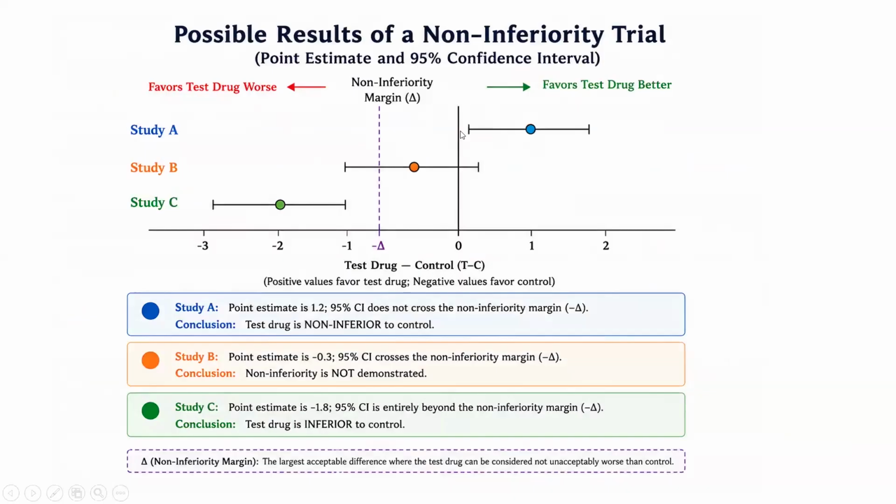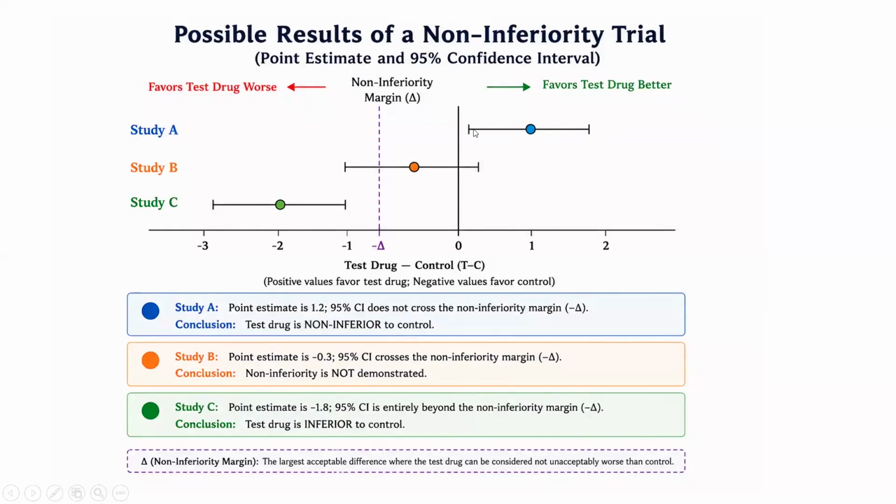Study A, it is a point estimate, blue color, dot circle. It is orange, it is green. Okay. I hope that you are seeing my cursor. So the blue circle is the difference of the outcome. And it has a 95% confidence interval. There are two horizontal lines attached to this.